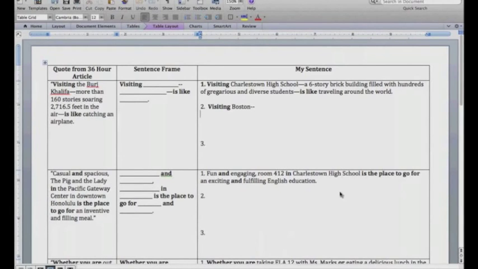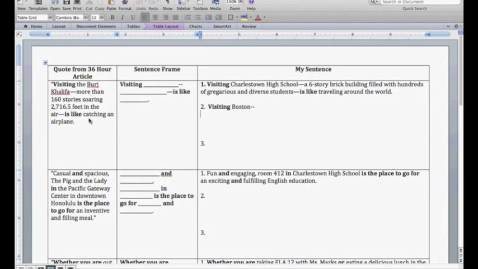And so what she did was go into a Time article or New York Times article and take out really high power, high leverage sentences. For example, on the left here: visiting the Burj Khalifa, more than 160 stories soaring 2,716.5 feet in the air, is like catching an airplane. So she deconstructed this sentence. This sentence she did not write.